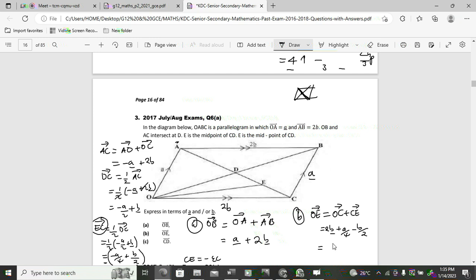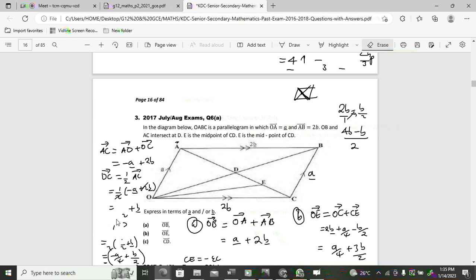And here we can now add like terms. We have got the 2B, and then we've got negative B over 2. We can also say this 2B is over 1. Multiply 2B times 2, that will be 4B. Multiply 1 by B, that will be negative B. And then the denominator is 2. So that is going to give us A over 4, which we have not used, and 4B minus B, that is going to give us 3B over 2. So this is our OE.